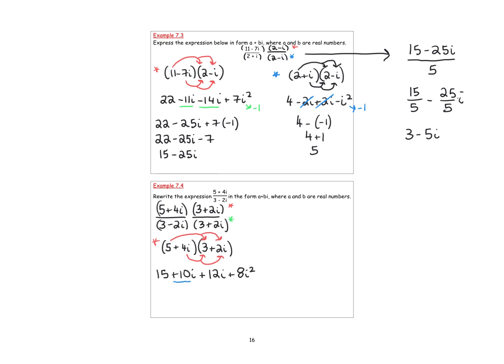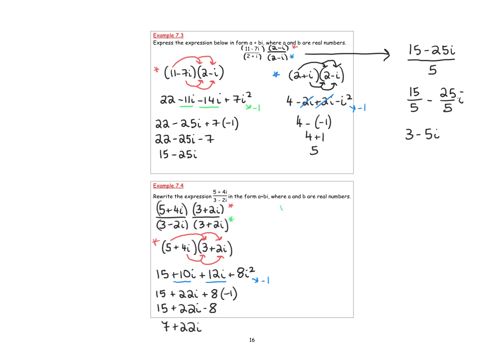Here I'm going to add the like terms, which is the 10i and 12i, and I'm going to replace the i squared with negative 1, meaning that I'll end up with 15 plus 22i plus 8 times negative 1. That will leave me with 15 plus 22i minus 8. The 15 minus 8 will leave us with 7 plus 22i.